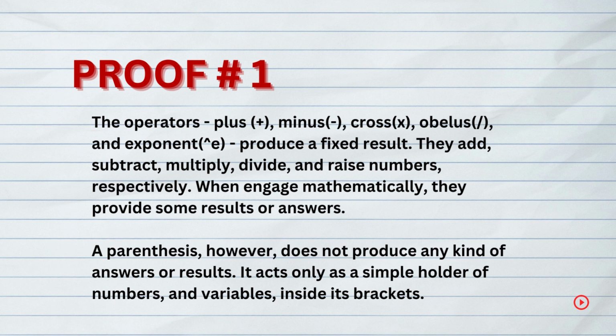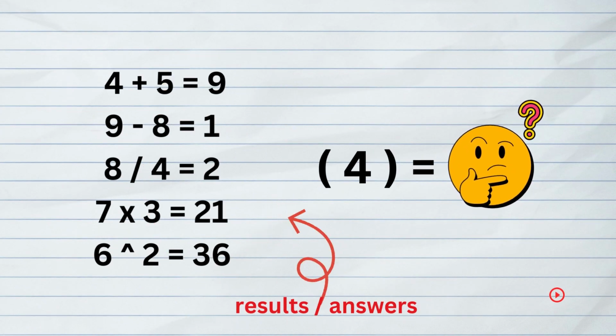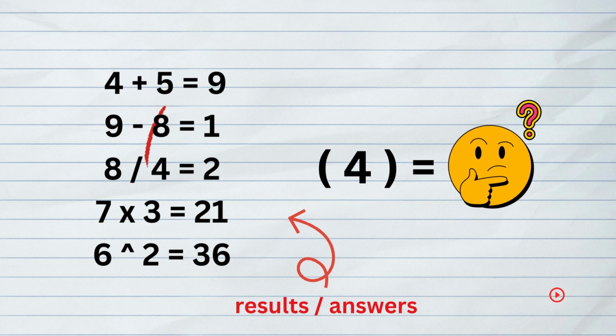For example, when we add 4 plus 5, it gives us 9. 9 minus 8 gives us 1. 8 divided by 4 equals 2, 7 times 3 equals 21. And 6 raised to the power of 2 equals 36. All the operands on these notations or expressions produce some kind of result.